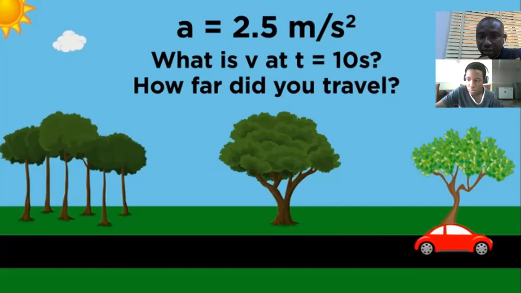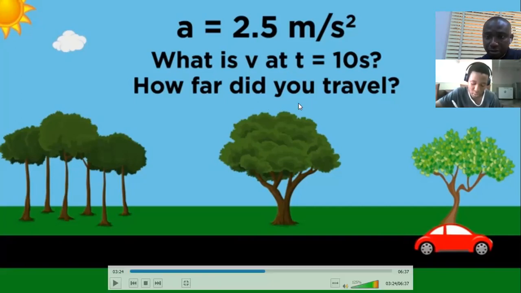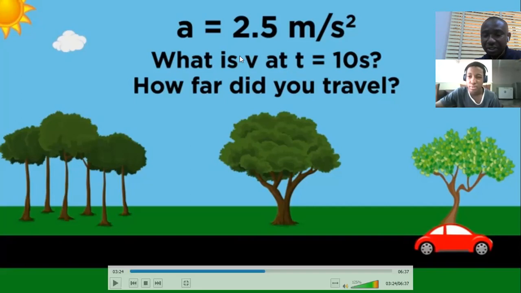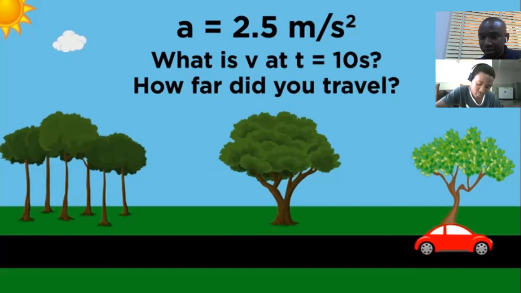Okay. What's the velocity? 25. Okay, how far did you travel? Sorry, what did you say again? What was the velocity? 25 meters per second squared. Really? Are you sure? I have issues with your unit. Check that again. Acceleration is meters per second squared; velocity is meters per second. Definitely. Okay.